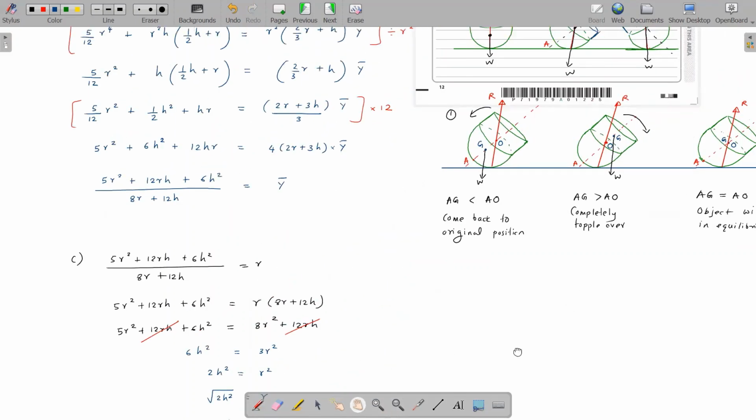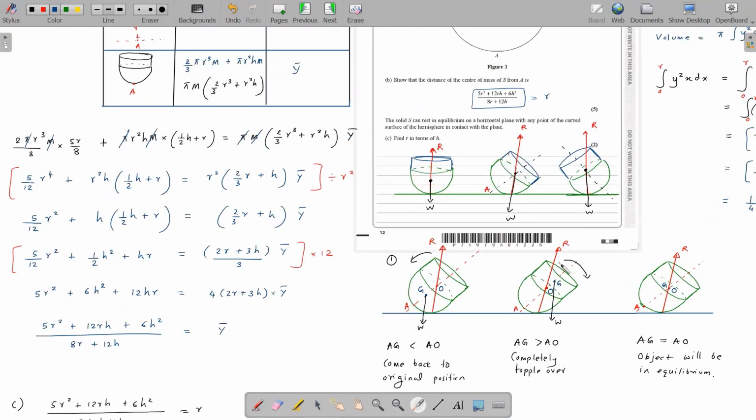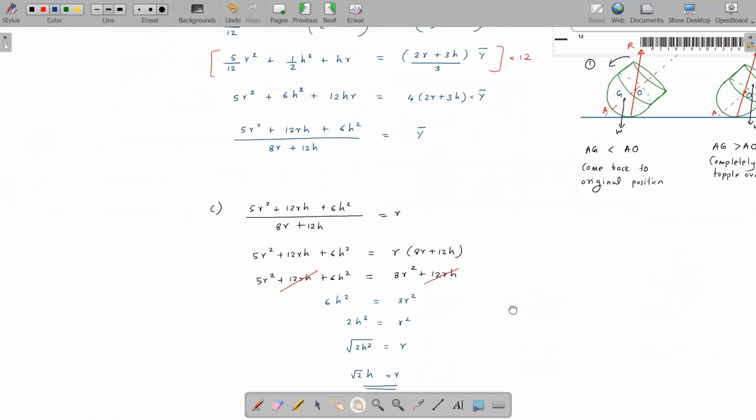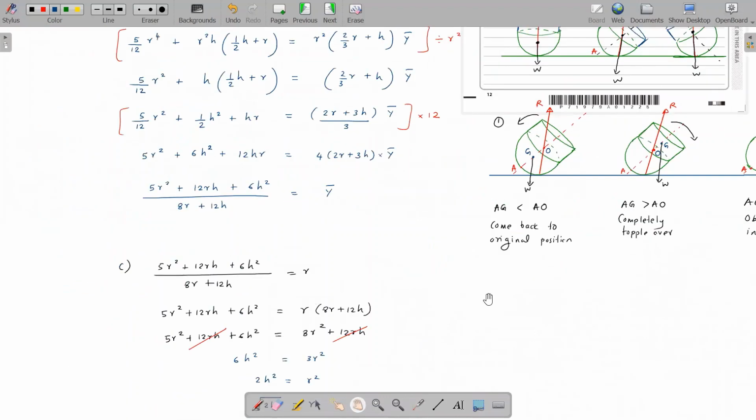I just gave you a big explanation here. You don't need to draw any of these things for these 2 marks. All you have to do is figure out that your center of mass is equal to r and just do this part only, and you get the 2 marks. I have given you the explanation of why that happens.